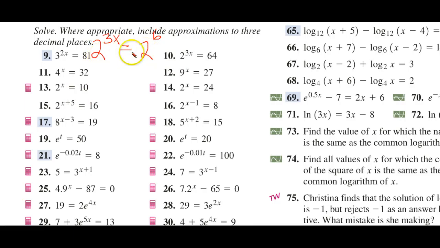So this is done in a very similar way. If we have our bases equal, we then say our exponents are equal. 3x equals 6, x equals 2. So 3 times 2 is 6, 2 to the 6th power is 64, and this one checks.